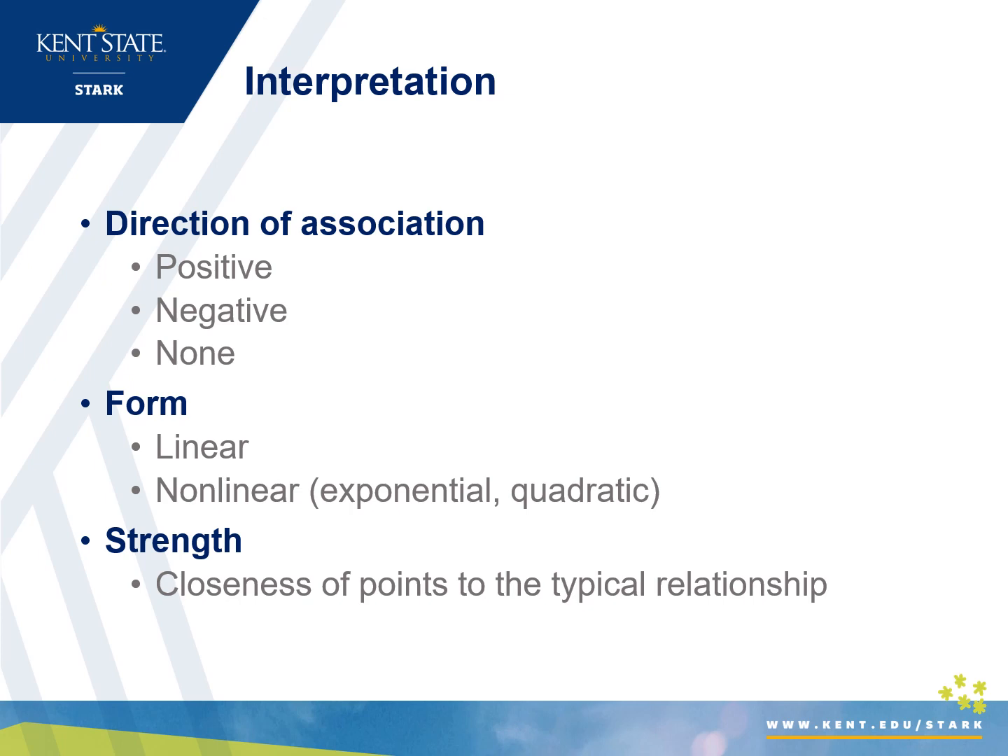Second, the form of the relationship can be seen. Is it linear, that is, does it appear to be nearly in a straight line, or is it curved in some way? For example, it might be exponential with an increasing slope, or quadratic with a U-shape. Finally, the strength of the relationship, that is, how close are the points to a line or a curve that would describe the typical relationship. If the points fall very close to that line, we'd call the relationship strong. If they're far away, then we'd call it weak.